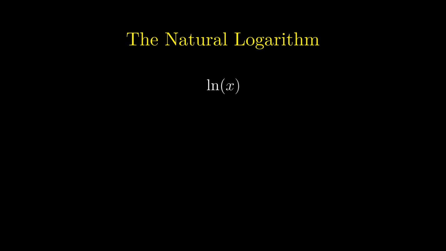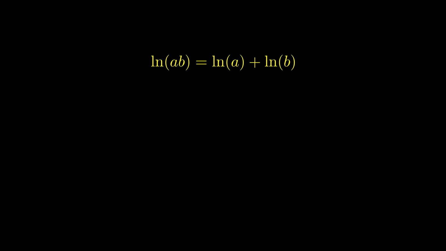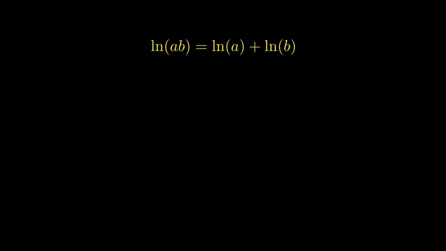Or is it? There actually is a tool that turns products into sums. The logarithm. Any logarithm will do, but I'll use the natural logarithm, which we write as ln of x. I'm not going to give a big lecture on logarithms, but in case you're a bit rusty, the natural logarithm is the inverse of the exponential function e to the x. Exponentials have these two properties, and from these, we can derive these two properties of logarithms. This first property is the one we want right now. A multiplication inside the logarithm is equal to a sum of logarithms.